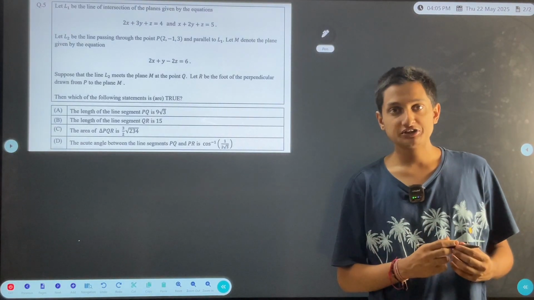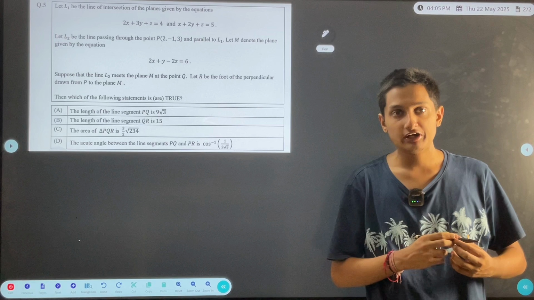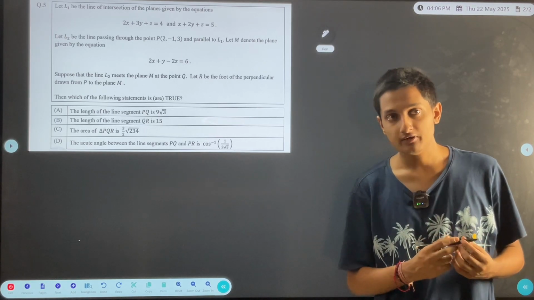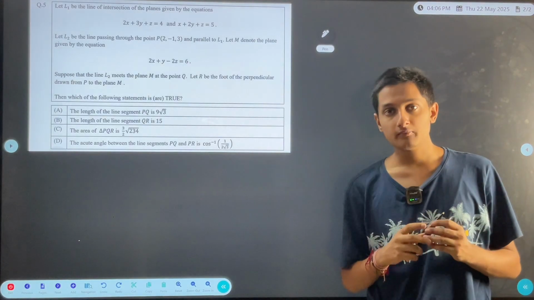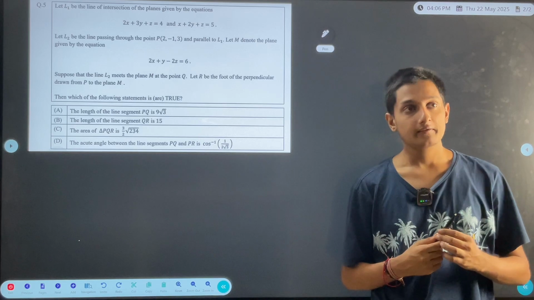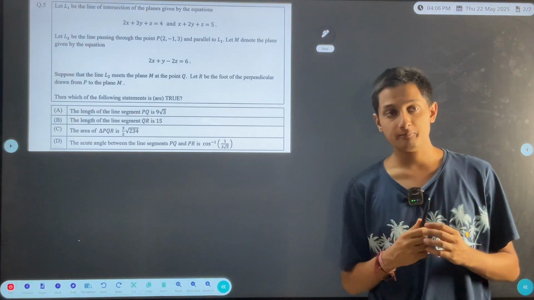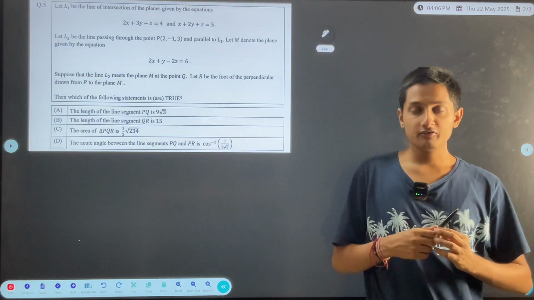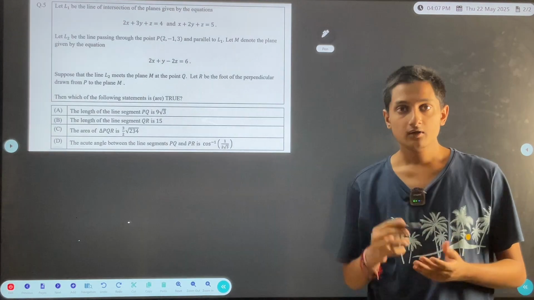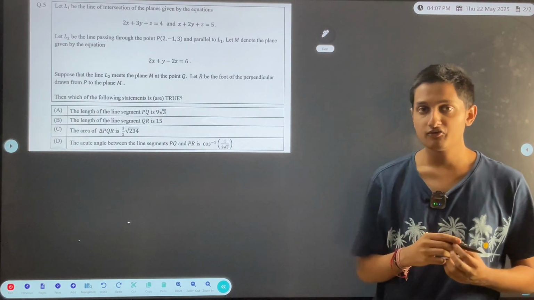Today we will look at question 5 from JEE Advanced 2025 paper 1 math section. This is a very interesting problem on coordinate geometry and it can be solved in a few simple steps. So pause the video and give it a try on your own. Alright, let's get to solving this question.